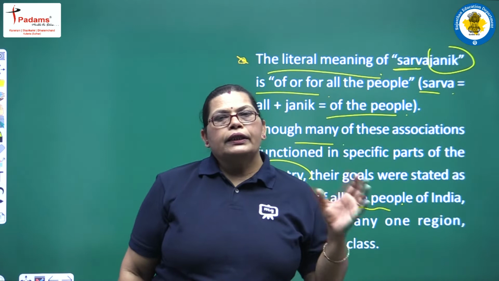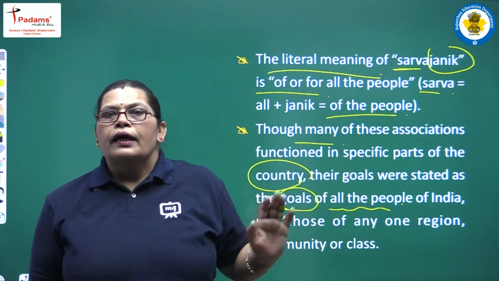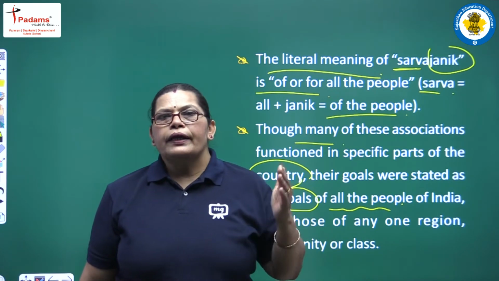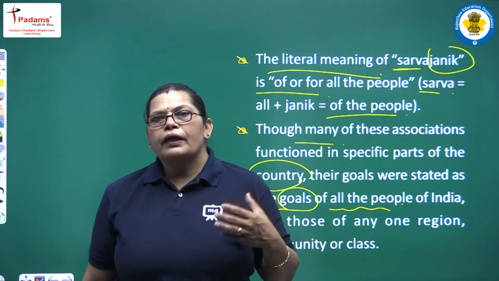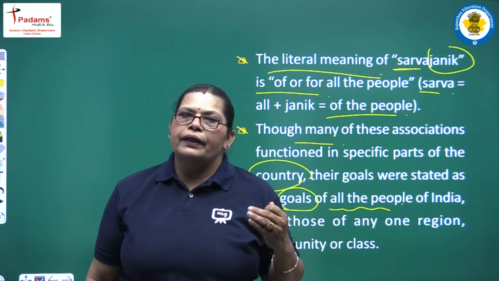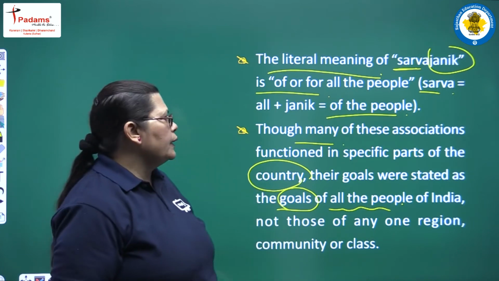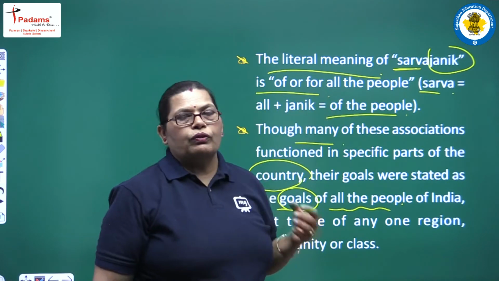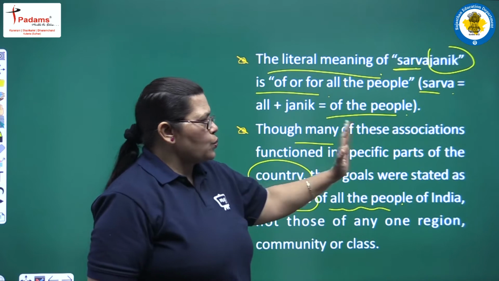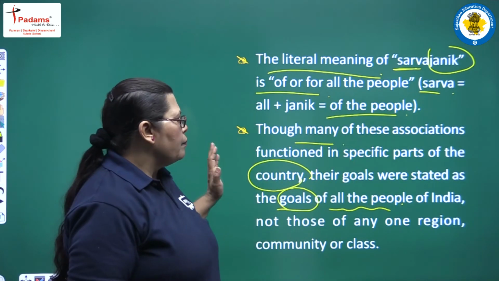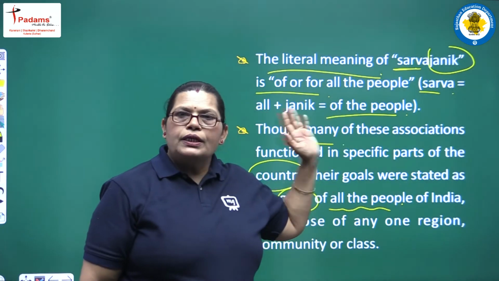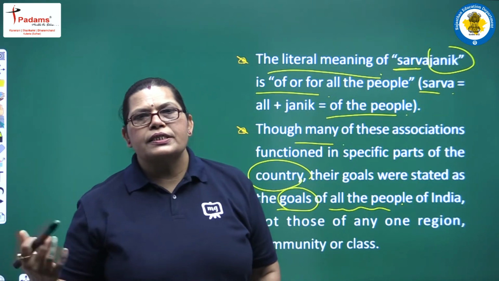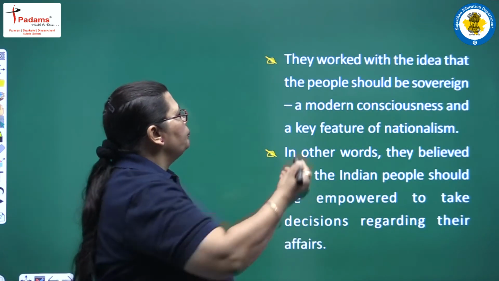Again, the main theme grasped from these sentences is what, students? The main theme grasped here is that whichever region you belong to, whichever class you belong to, whichever religion you belong to. The main thing is that when we say sarva means all and janik means of the people, then all these associations that were formed are meant for all the communities, all the classes, all the regions, not meant only for one specialized region, caste or class.